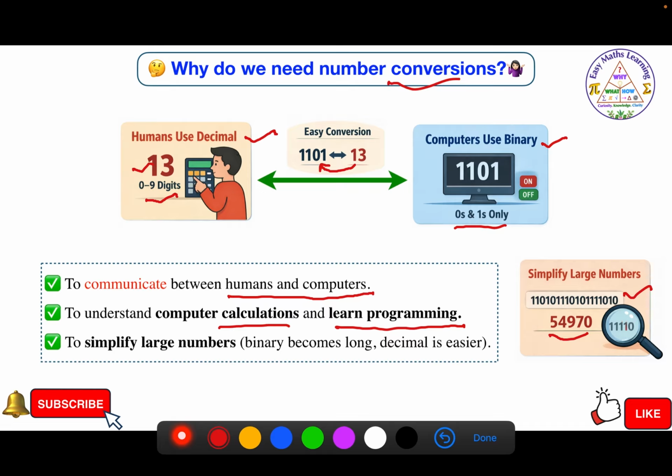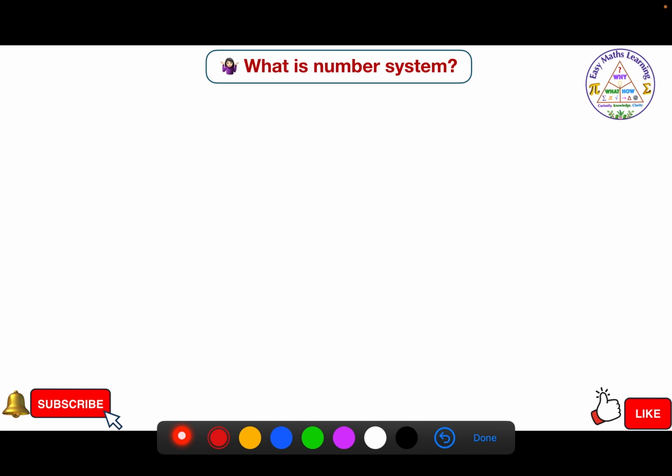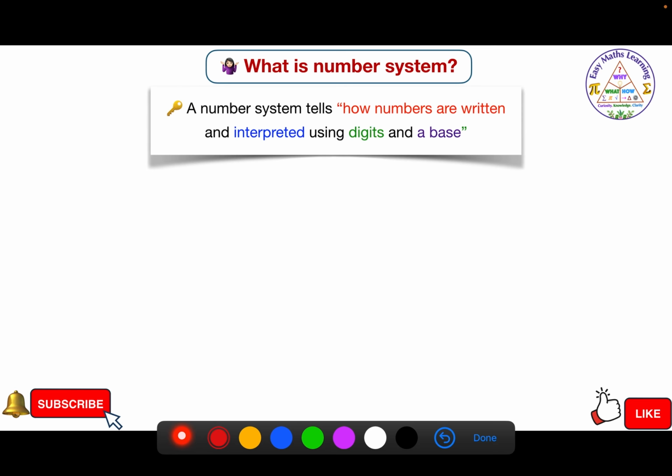So we can write a number in different ways. Same number, but different ways of writing. Remember that conversions don't change the value, they only change the representation of the number. Now, let us understand what is a number system. A number system tells how numbers are written and interpreted using digits and a base.